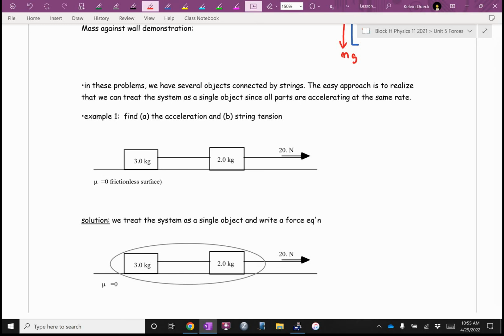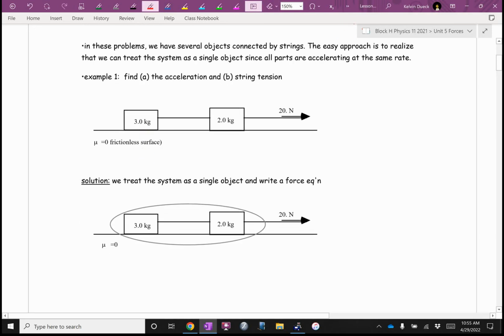Yep. So I'm going to free body diagram. What are the forces on the 3 kilogram mass? Get the obvious one. Is there more than one mass in this question? Say yes. So instead of just mg, I'm going to call this m1g.